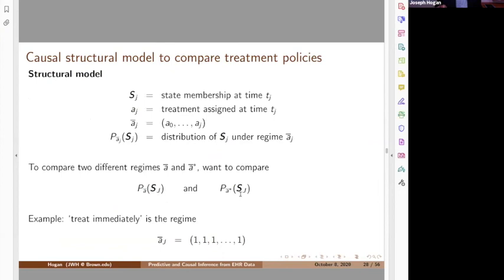When I do G computation, I'm doing it in an extrapolation-based way. I'm assuming that if everyone in the population got this regime, I'm going to predict what would happen, versus if everyone in the population got this other regime, I'm going to predict what happens. What makes it causal is that I start with the same X's for both regimes. I start with my list of X's for those 10,000 people, and I predict what would happen if they got treated immediately. I go back to those same 10,000, generate the posterior predictive distribution under the dynamic regime, and then I can just compare the posterior distributions.